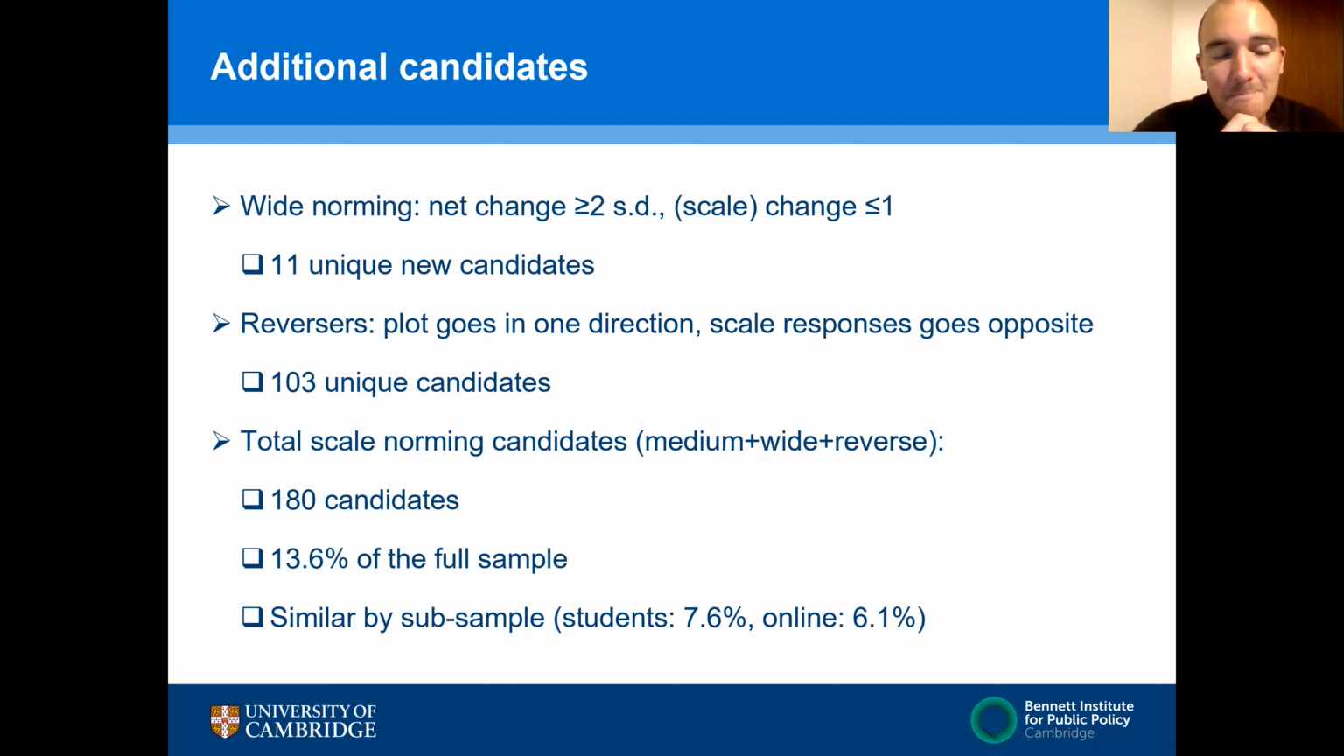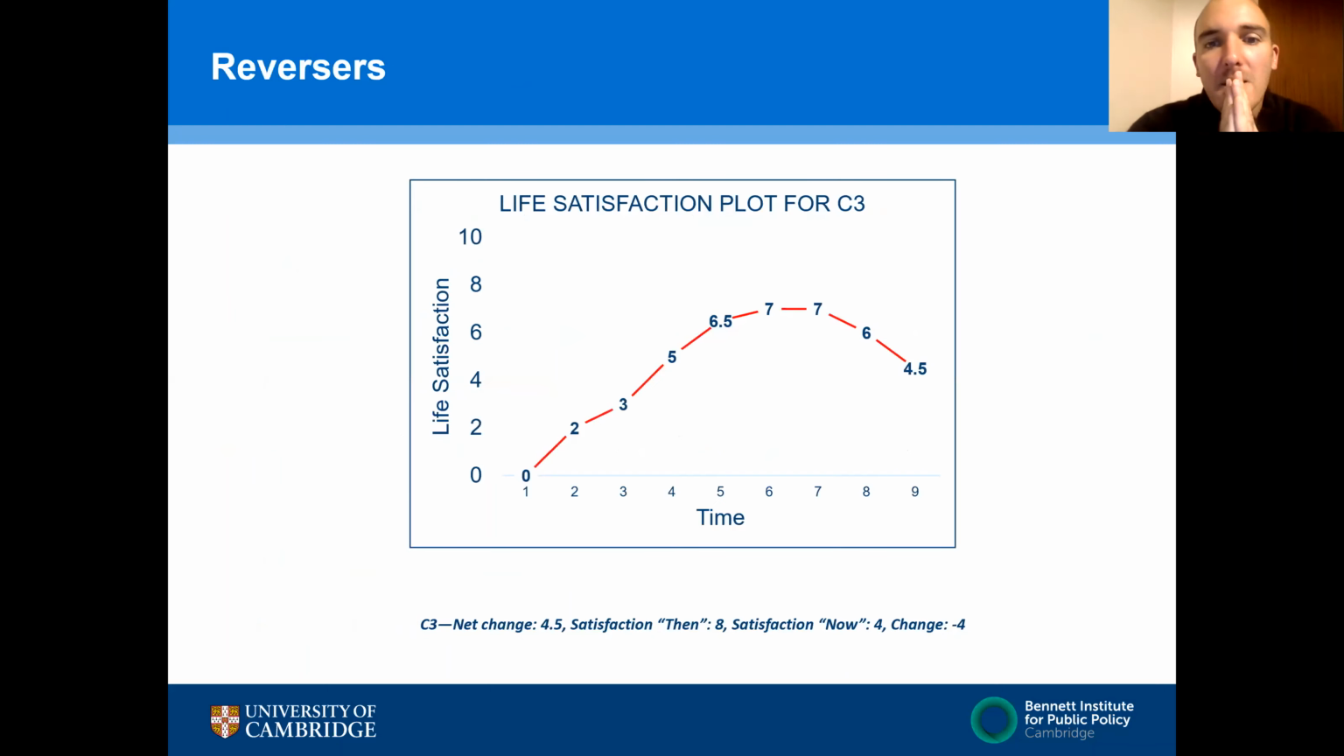And then the big one, which really blew me away when I saw this, is reverses. These are people whose plot goes in one direction, like it goes up, and their scale change goes in the opposite direction. I'll give you an example here. This person's plot is really just going up, right? There's a dip at the end, certainly, but it seems to be higher than at the start, indisputably. 4.5 points is quite a large change. And yet their life satisfaction 10 years ago was 8, and their life satisfaction today is only a 4.